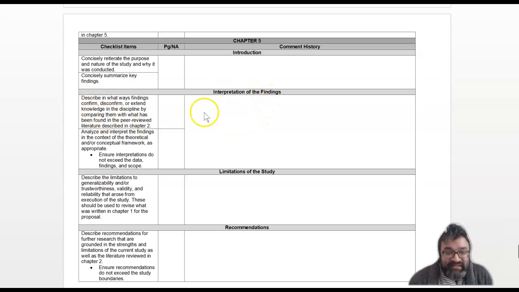Now, the interpretation of the findings. This is where things get more complicated than what you would expect. So, describe in what ways findings confirm, disconfirm, or extend knowledge in the discipline by comparing them with what has been found in the peer-reviewed literature described in Chapter 2. So I'll give you an example.